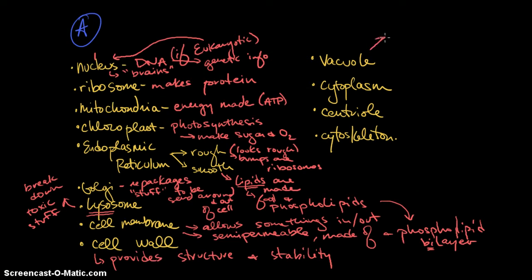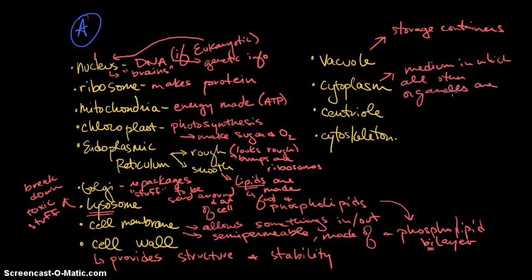Vacuoles are basically like storage containers, and they store water and other things like that. The cytoplasm is like the medium in which all other organelles are suspended. So it's just basically the watery jelly stuff in which all the other organelles reside.